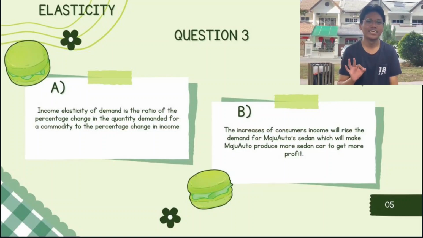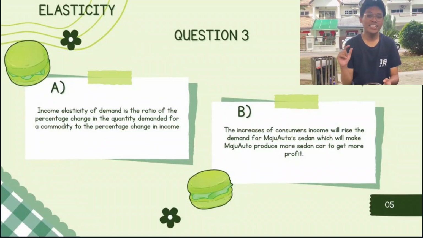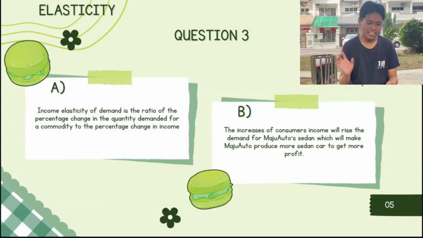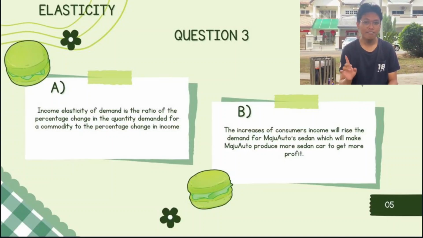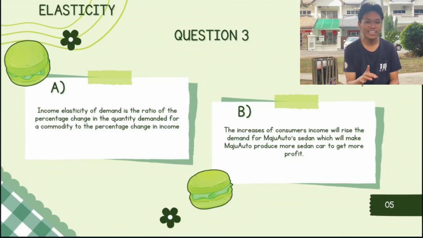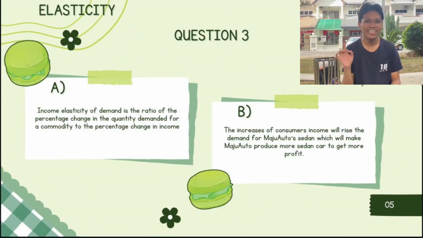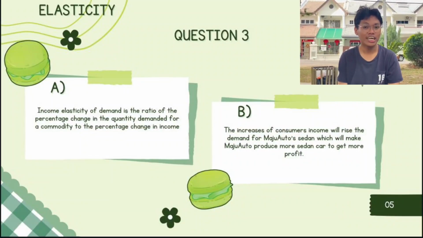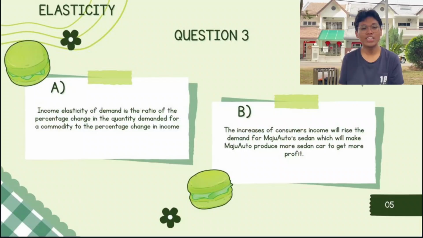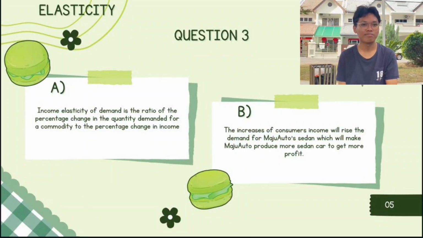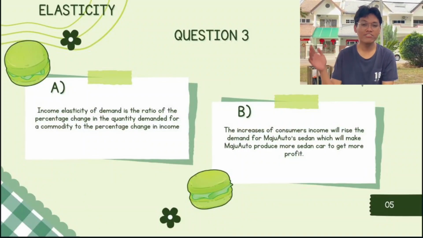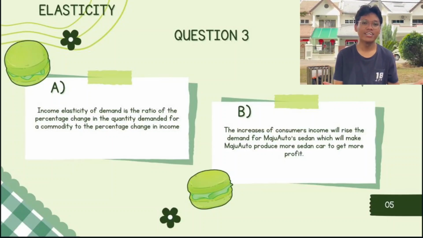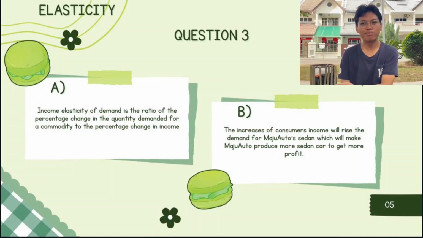Question number 3. Income elasticity of demand is the ratio of the percentage change in quantity demanded for a commodity to the percentage change in income. The increase of consumers' income will raise demand for the Maju Auto Sedan, which will make Maju Auto produce more sedan cars to make more profit.